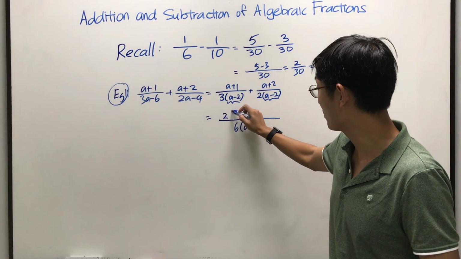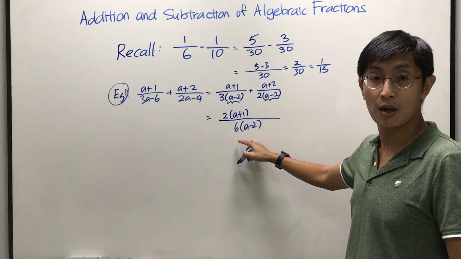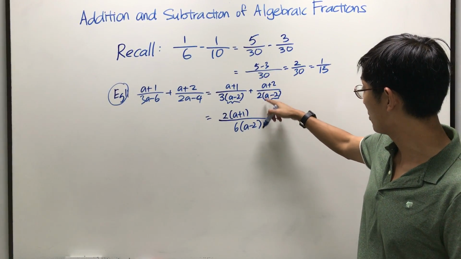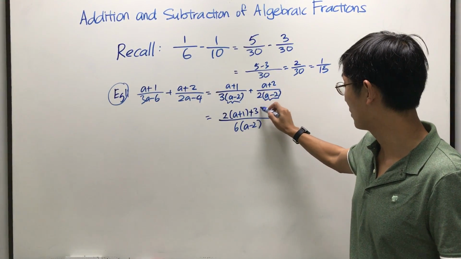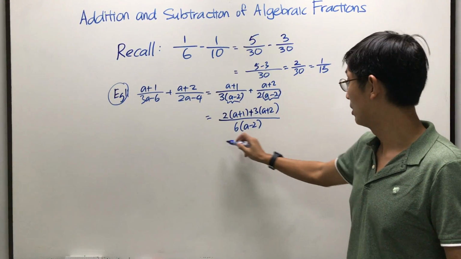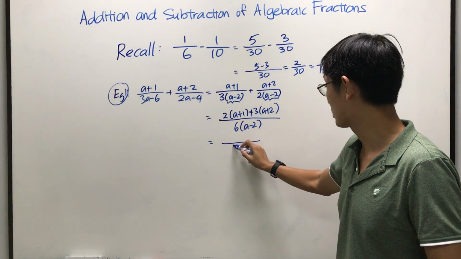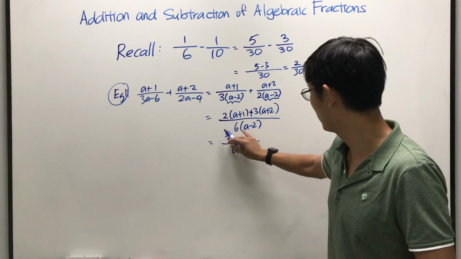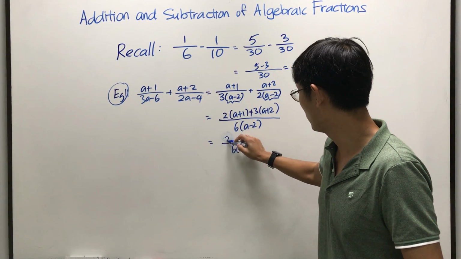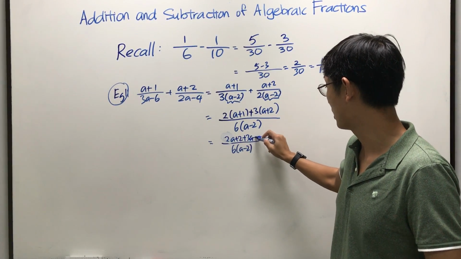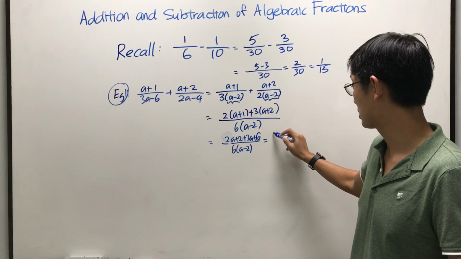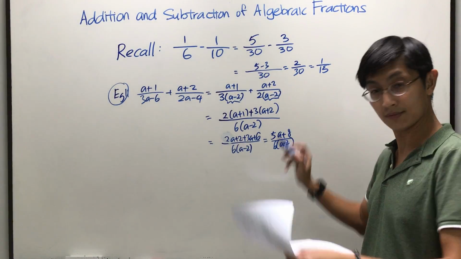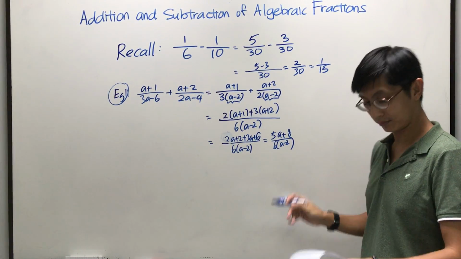So the numerator becomes 2 times (a plus 1). For the second term, in order to achieve the same denominator, you multiply by 3 over 3. So this is 3 times (a plus 2) in the numerator. So simplifying it, you have something of this form: 2a plus 2 plus 3a plus 6, and that simplifies to (5a plus 8) over (6a minus 12). Okay, so that's for the first example.